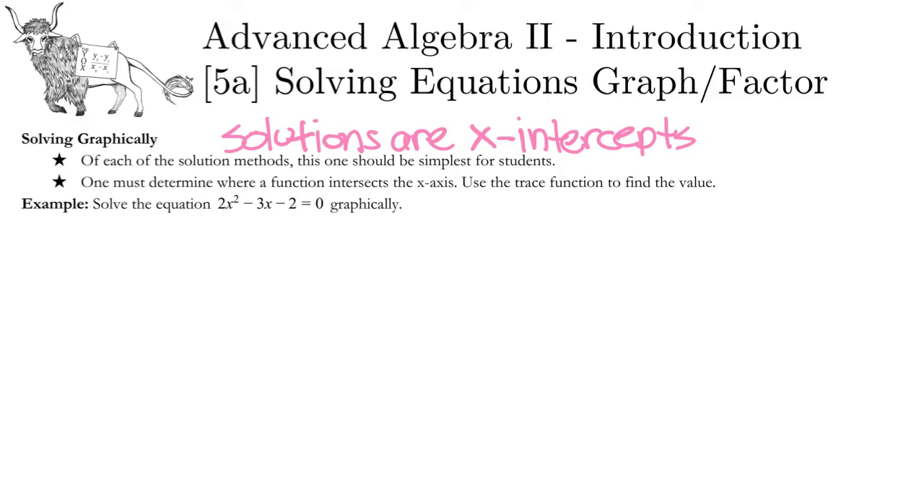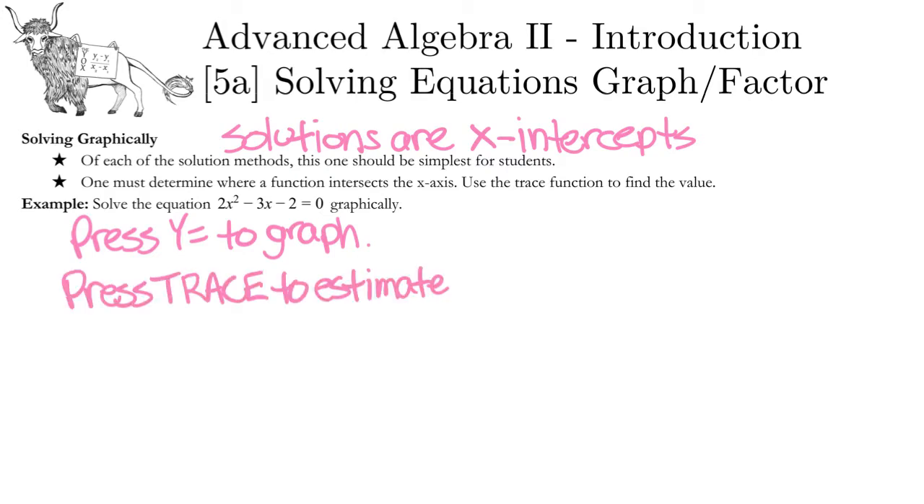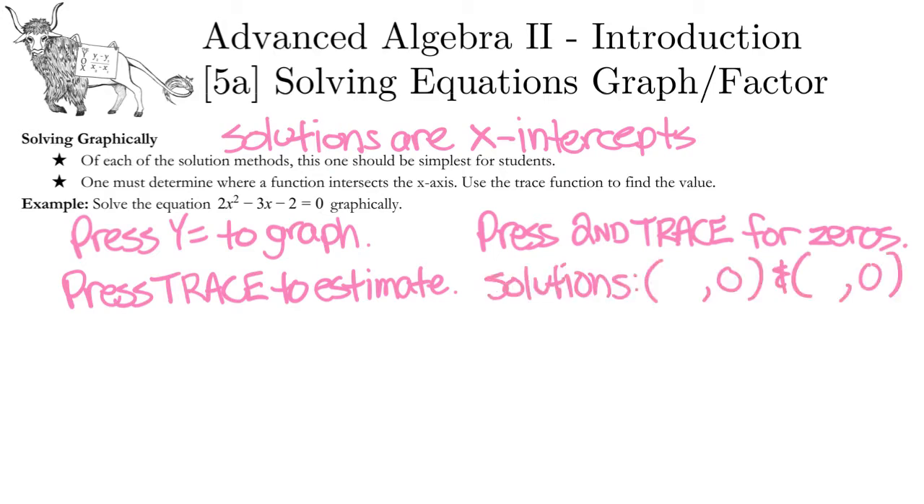Before we go to the calculator, let's write down the steps that we'll take. We'll press y equals to graph the equation. We'll press trace to estimate the solutions. And we'll press second trace, which is the calc menu, to find the zeros. When we find the zeros, we'll simply follow the directions on the screen, and then we'll end up with two solutions. Okay, let's go to the calculator.